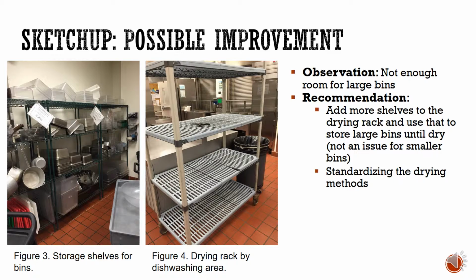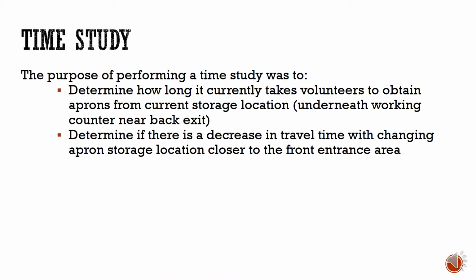Some of our recommendations include adding more shelves to the drying rack and using that to store large bins until they are dry, as well as standardizing the drying methods. As you can see, the bins and even some of the other cutlery and potware is stored somewhat haphazardly, and standardizing a method for the storage as well as maybe creating sections on these racks would help volunteers see a specific place and a specific way on how to store these bins for drying.